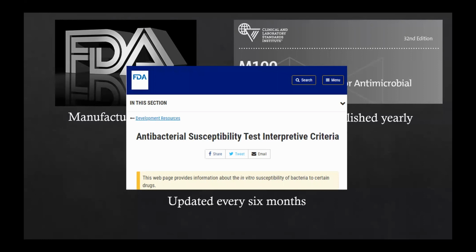There's still some differences between them, which means I could say a bug has an MIC of 4 and is susceptible because I'm using FDA breakpoints, and somebody else may be using CLSI breakpoints and say I have a 4 and it's intermediate. So you will get some issues like that, some differences between. But finally, after decades of having this problem, we're starting to see some effort to get together and share data and have the same breakpoints.